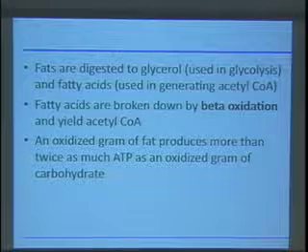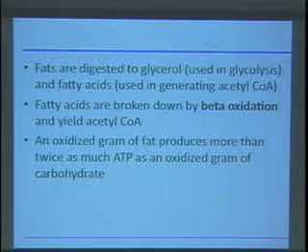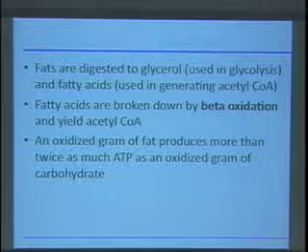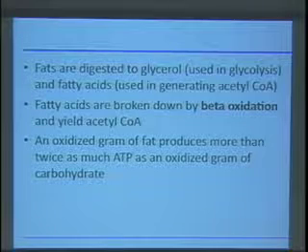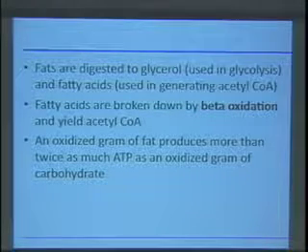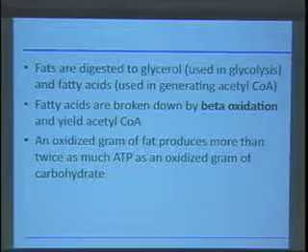And an oxidized gram of fat produces more than twice as much ATP as an oxidized gram of carbohydrate. So that's why when we eat a lot of fat, it has a lot more energy. It's a lot more energy intense than eating carbohydrate. Why is that? Does anybody know? Think about the chemical structure of fats and carbohydrates, the fatty acid tails.